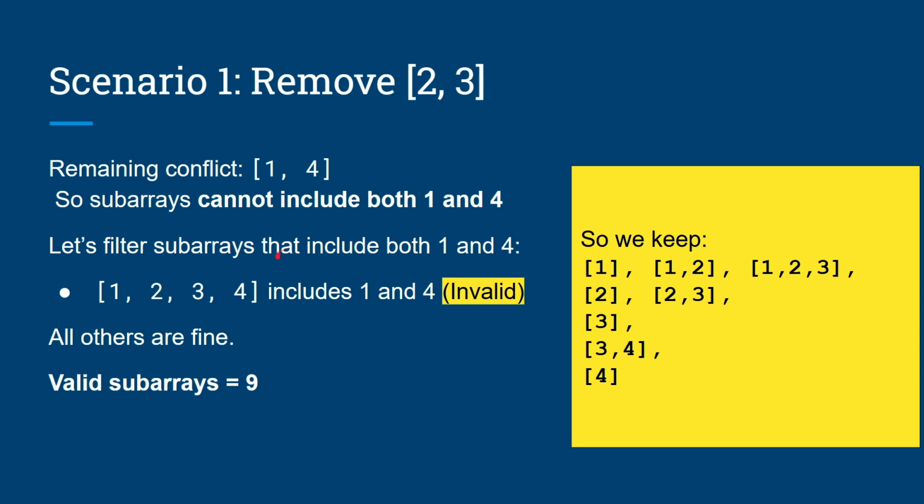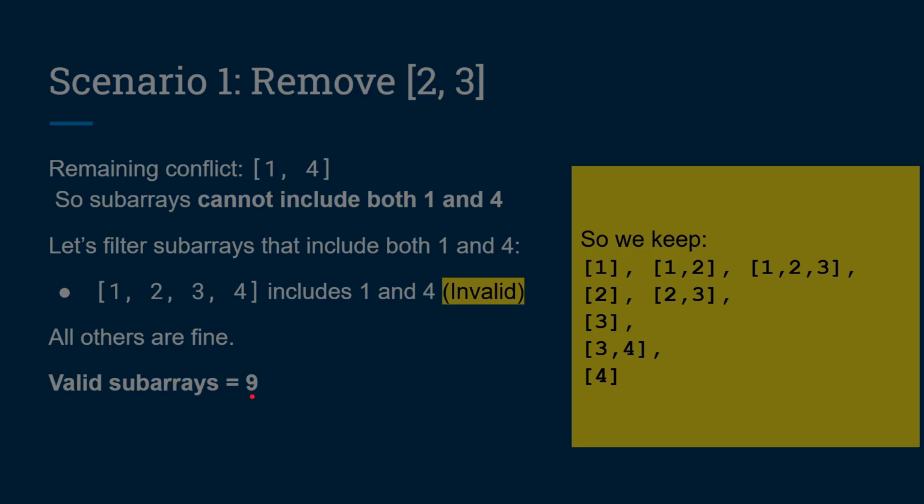So let's filter the subarrays that include 1 4. From these, 1 2 3 4 includes 1 4, so it will be invalid, and all the others are fine, correct? So the total is 9. We keep 1, 2, 3, 4, 1 2, 2 3, 3 4, and 1 2 3, and 2 3 4. So these total 9 are the valid subarrays.